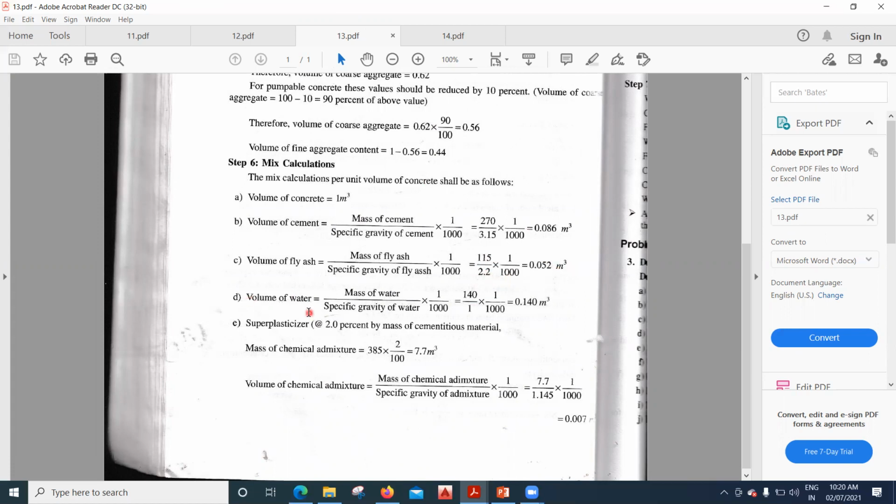Next is volume of water. Volume of water will be mass of water divided by specific gravity of water into 1 divided by 1000, which comes out to be 140 divided by 1. If you do this, again 0.140. Specific gravity of water is always 1000, so it's written here.